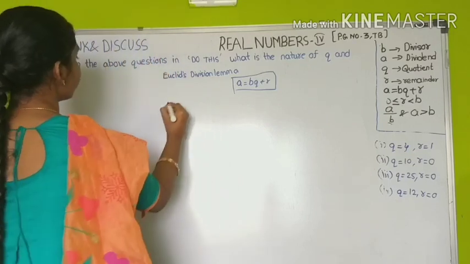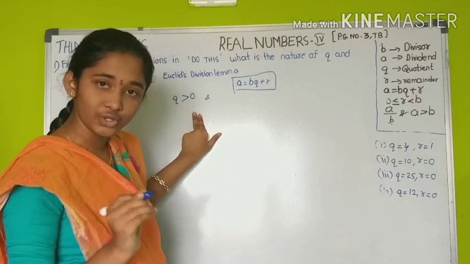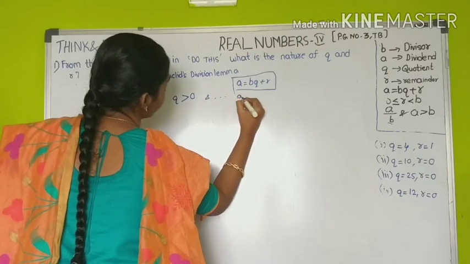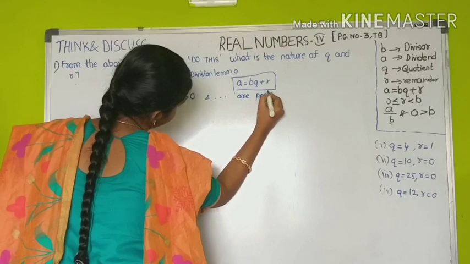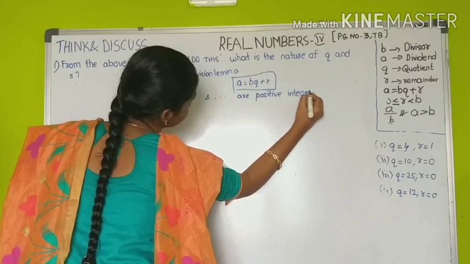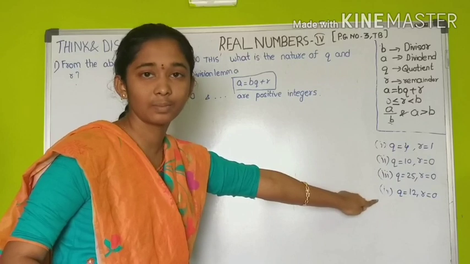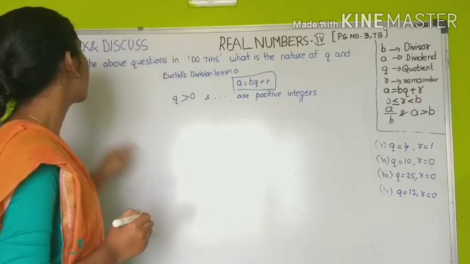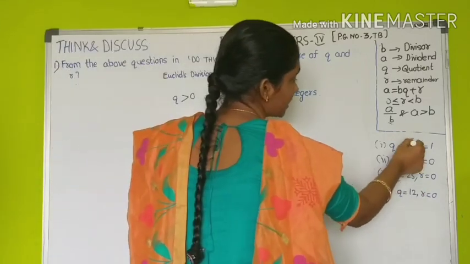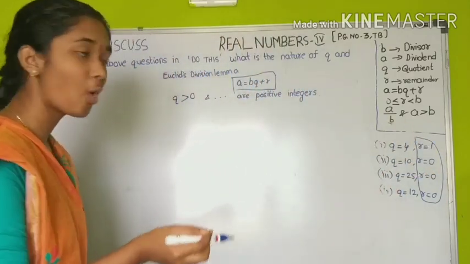Which shows that Q is always greater than 0 and is a positive number. So we write here Q is greater than 0, and all the values of Q in these problems are positive integers. So we write here Q is greater than 0 in all the cases in the problems of Do This. And they have also asked us to find the nature of R, that is, the remainder. In all the cases here the remainder is either 0 or 1.